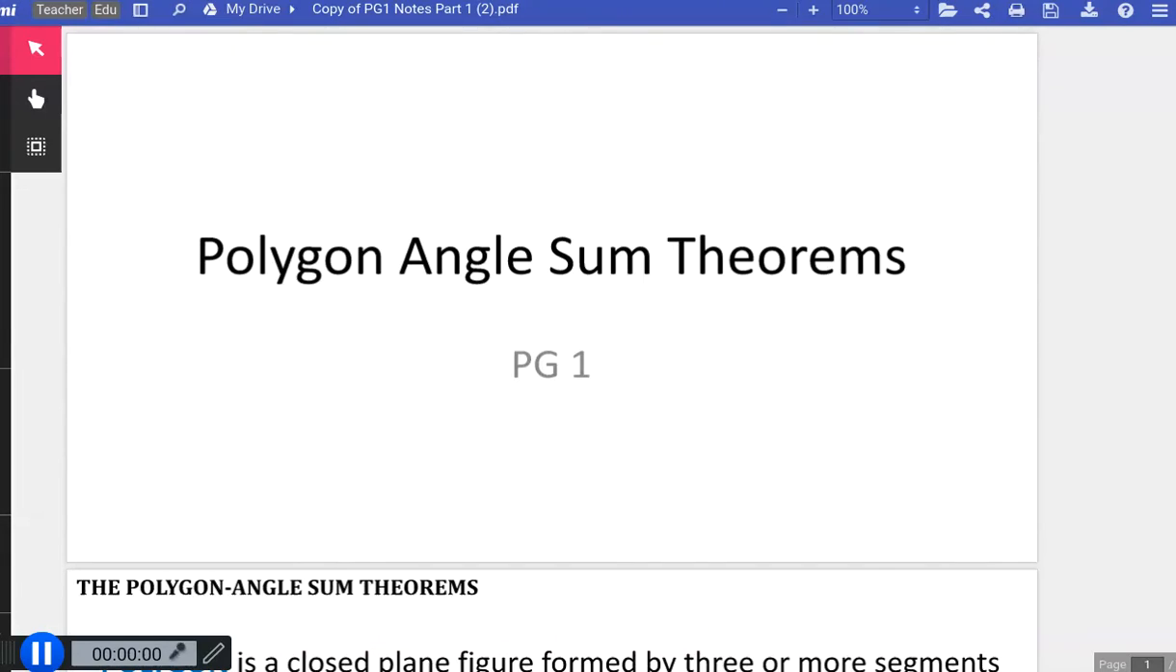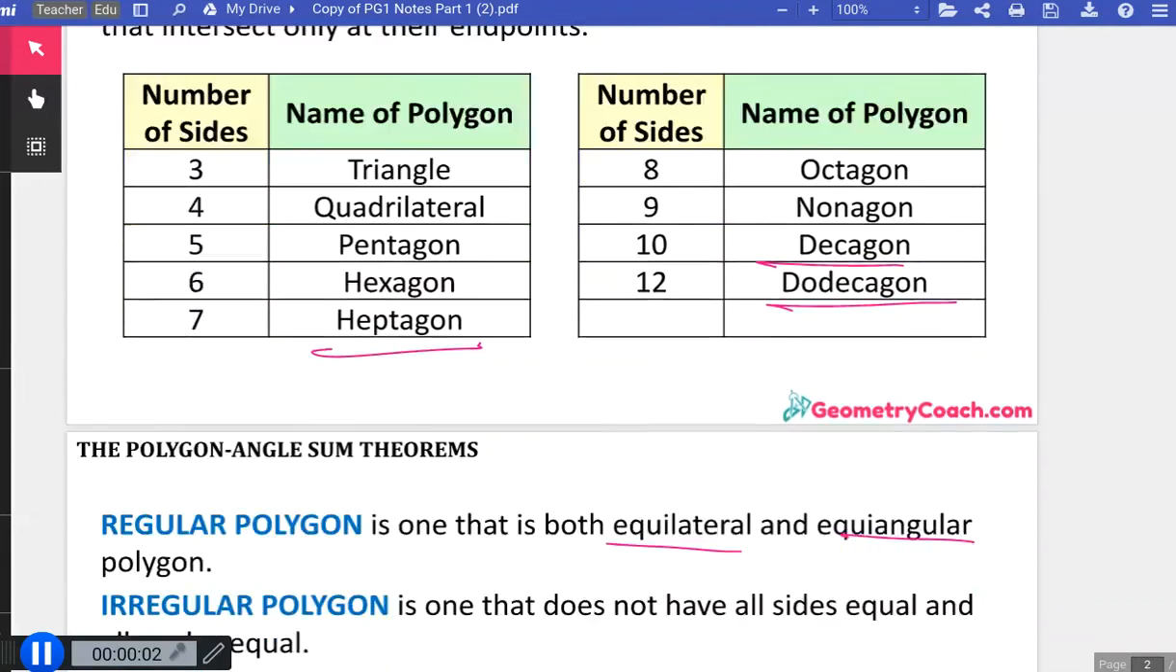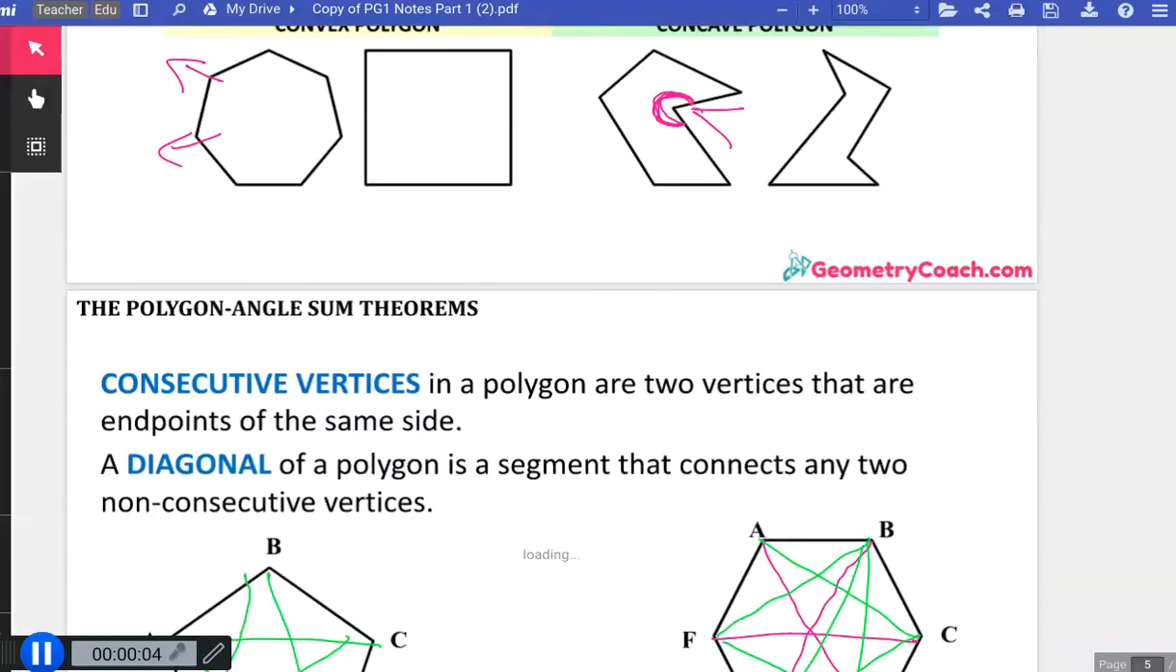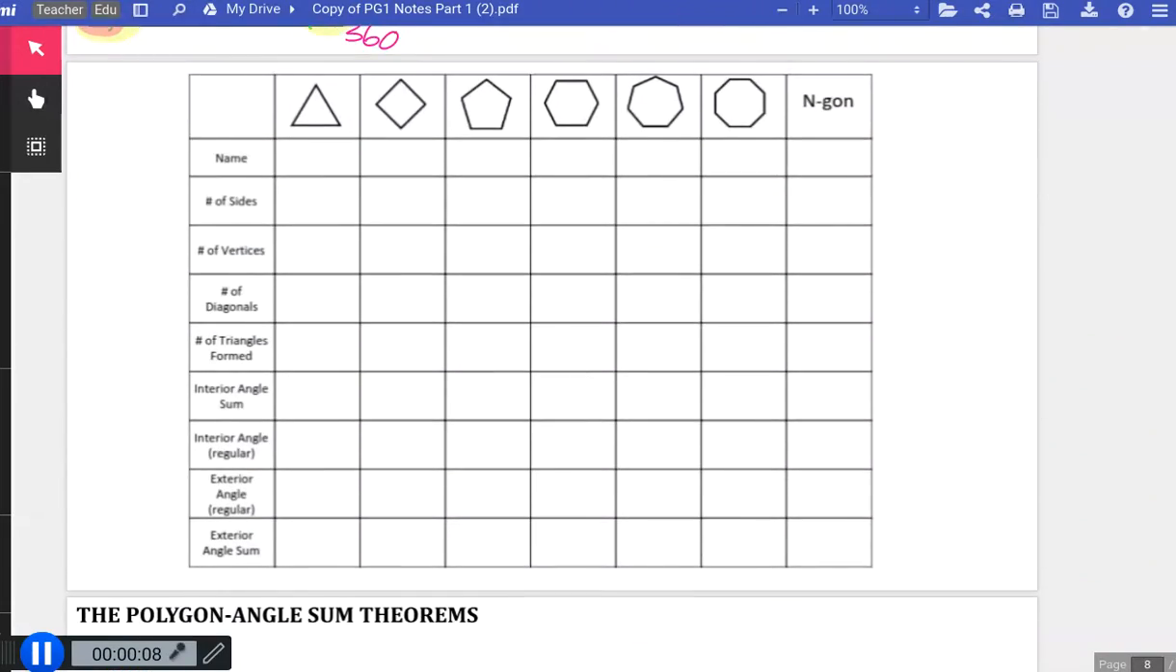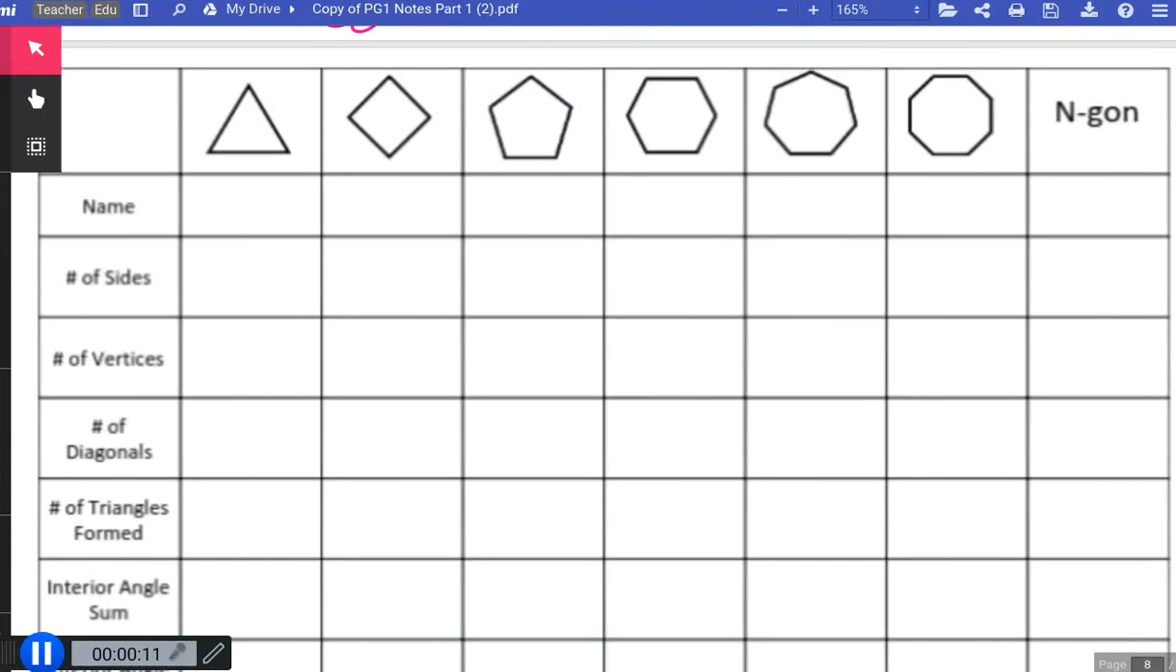Finishing up the notes that we started yesterday, Thursday. We left off right here. So we've got this nice chart. This is all about interior and exterior angle measures.